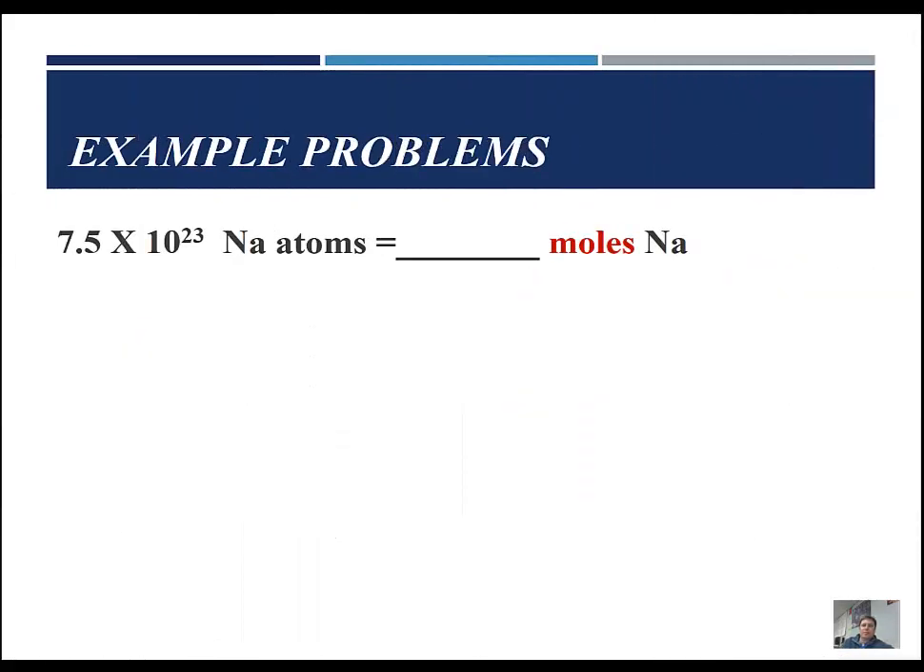Okay, try this one on your own. See if you can go backwards. Pause this, give it a shot, and then come back once you're done.